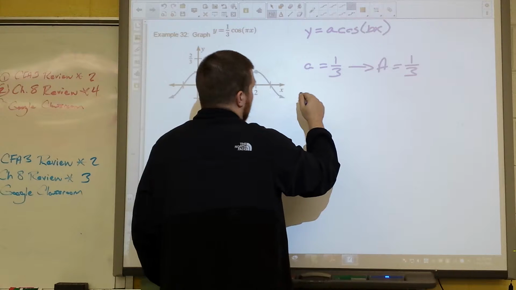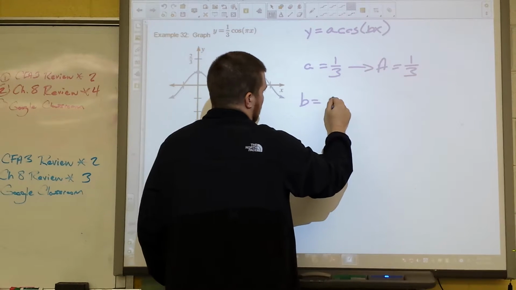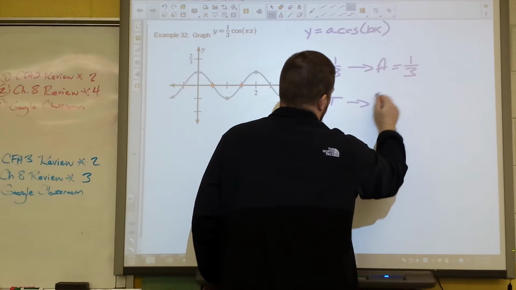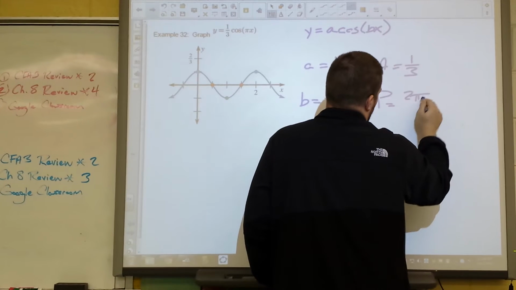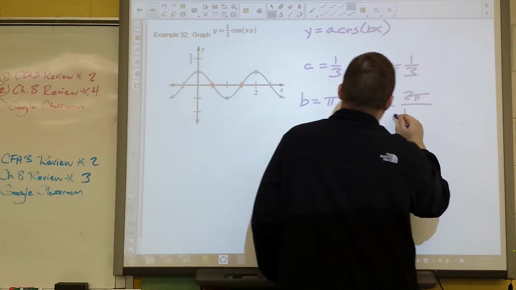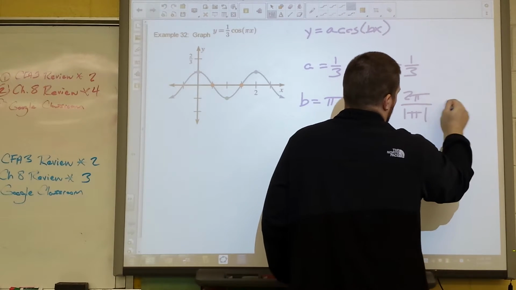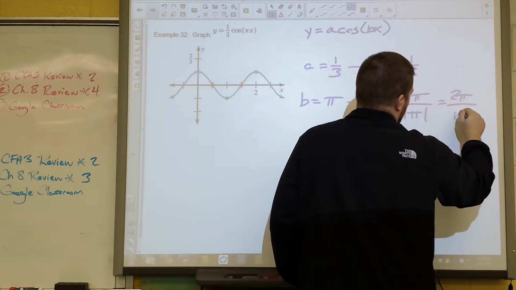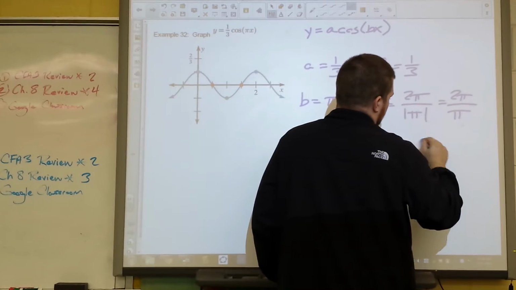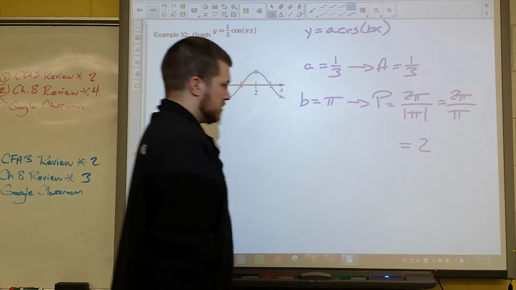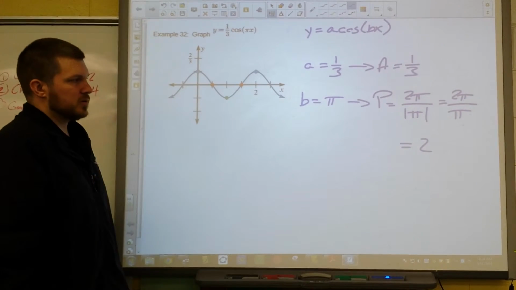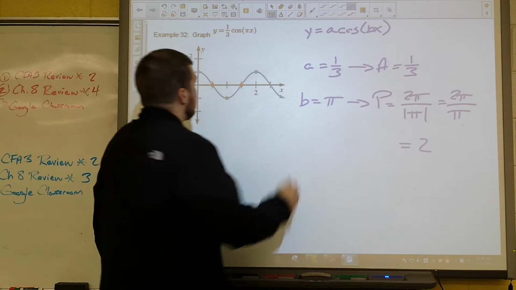Cosine of bx, so B is pi, which means the period is 2 pi over the absolute value of pi, which is 2 pi over pi, and just clean it up so the period is 2. So that means I'm going to go from 0 to 2 to complete one cycle of the wave.